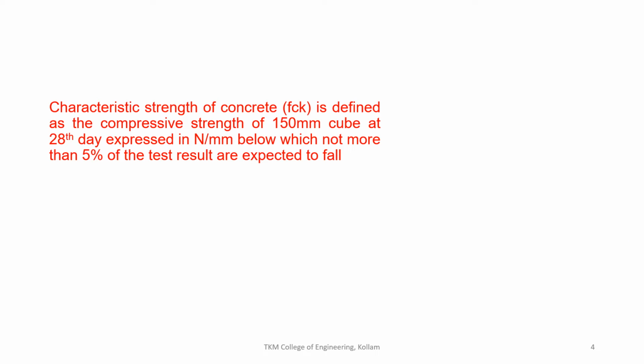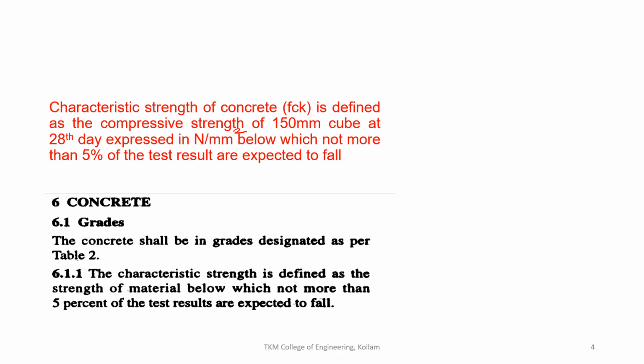You can see the definition for this. The characteristic strength of concrete, fck, is defined as the compressive strength of a 150 mm cube, that is a 15 centimeter cube, at the 28th day, expressed in Newton per mm square, below which not more than 5% of the test results are expected to fall. As you can see in clause number 6.1.1, it is written there clearly. That is, not less than 95% of the tests are expected to pass.